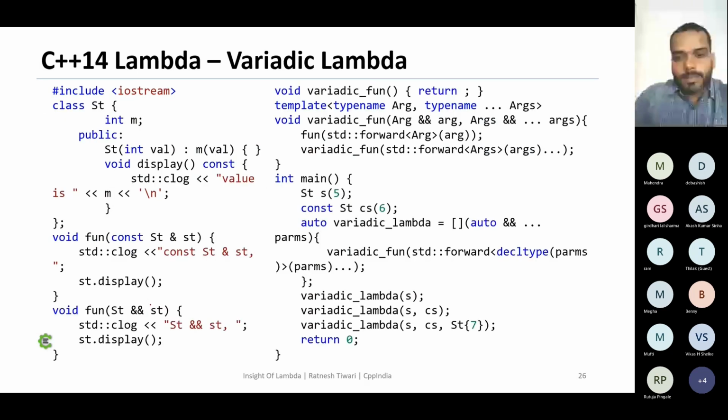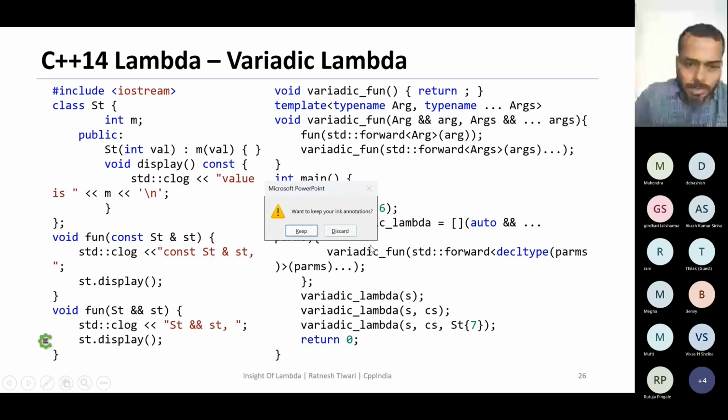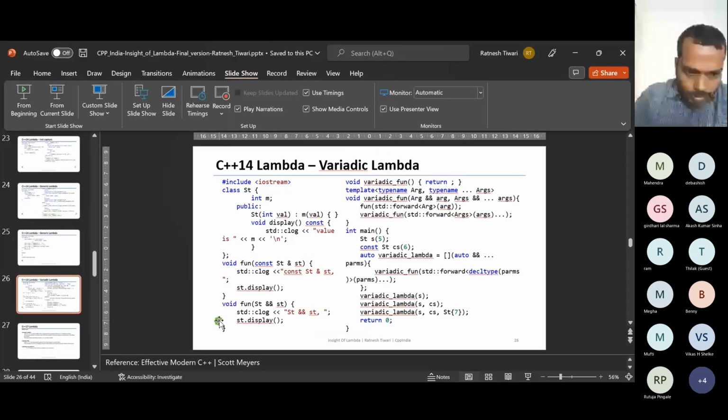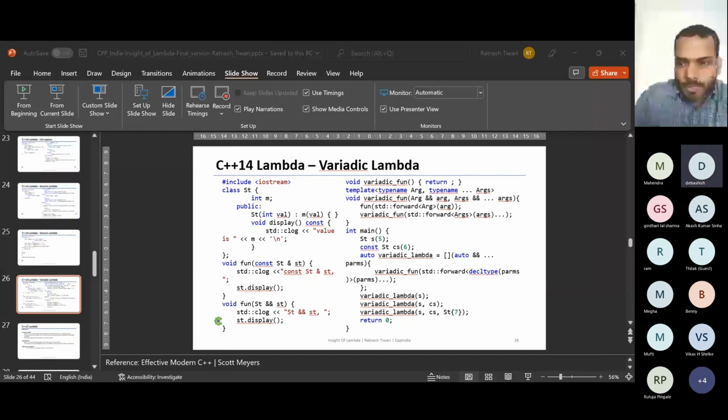Another thing is variadic lambda. I am going to open this in compiler explorer. So here you can see.